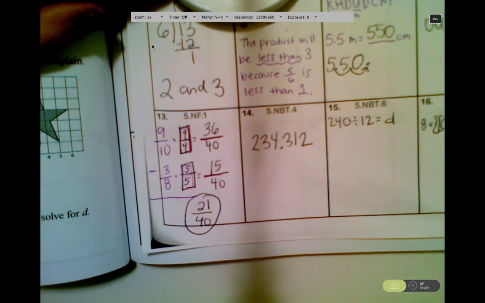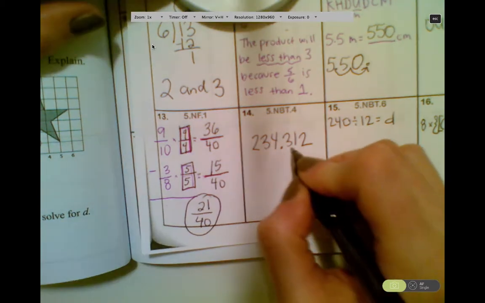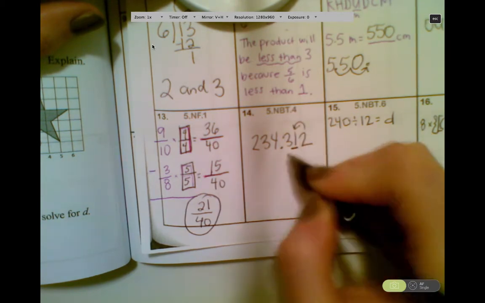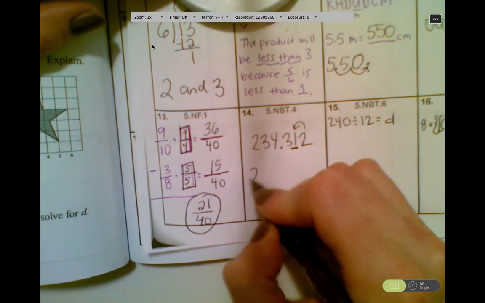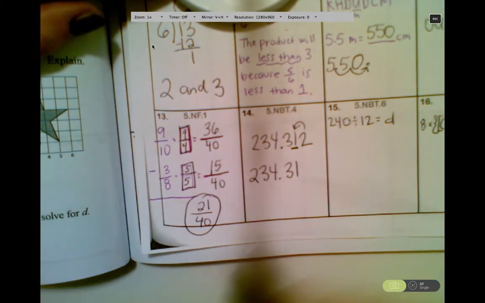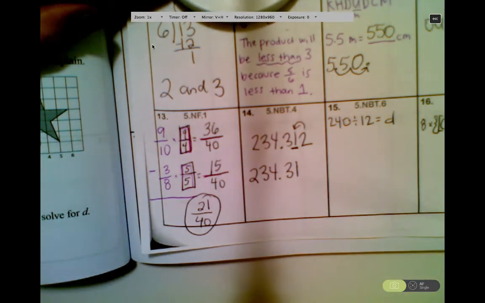Number 14, round this number to the nearest hundredth. I know the 1 is in the hundredths place, so I look at this 2. A 2 is less than 5, so it tells the 1 to stay the same. So everything stays the same. My answer is 234 and 31/100ths.